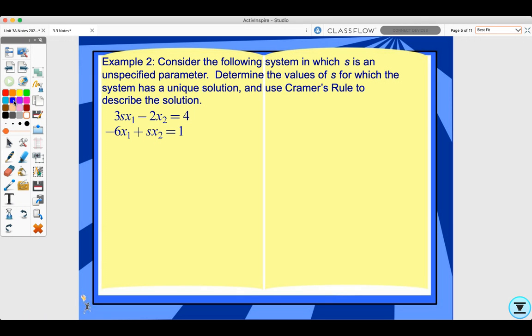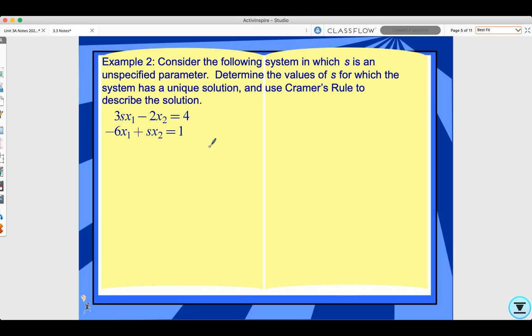Let's look at example 2. Consider the following system in which s is an unspecified parameter. Determine the values of s for which the system has a unique solution and use Cramer's rule to describe the solution. So we're just going to do the same thing we did in the previous example, but instead of having constants as our answers, our answers will be in terms of our variable s.